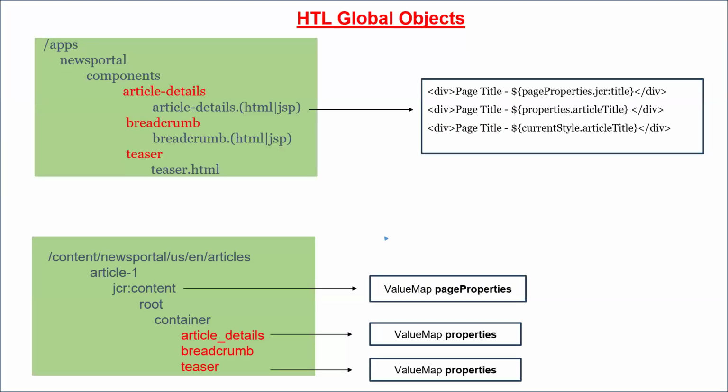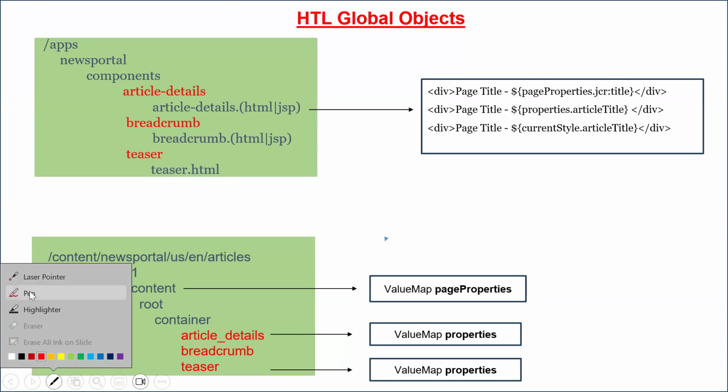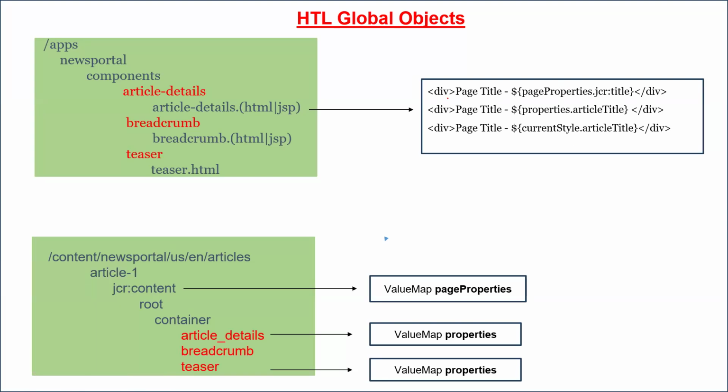Okay. Next concept in HTL is global objects. So article detail is a component. In the article detail component, article detail.html is the file. Inside this file, we are using properties.property name, in curly braces with a dollar sign. So what is properties? And where did you define these properties? And what is the use of this property?